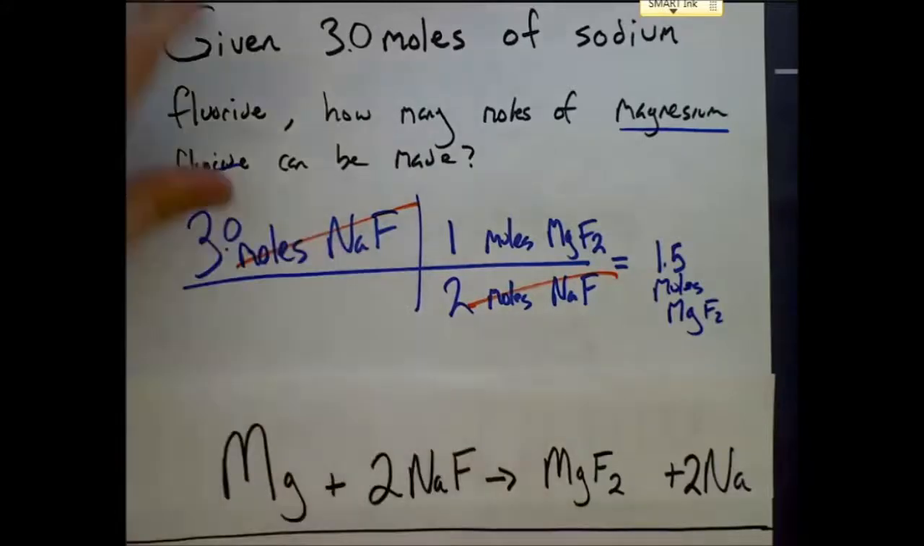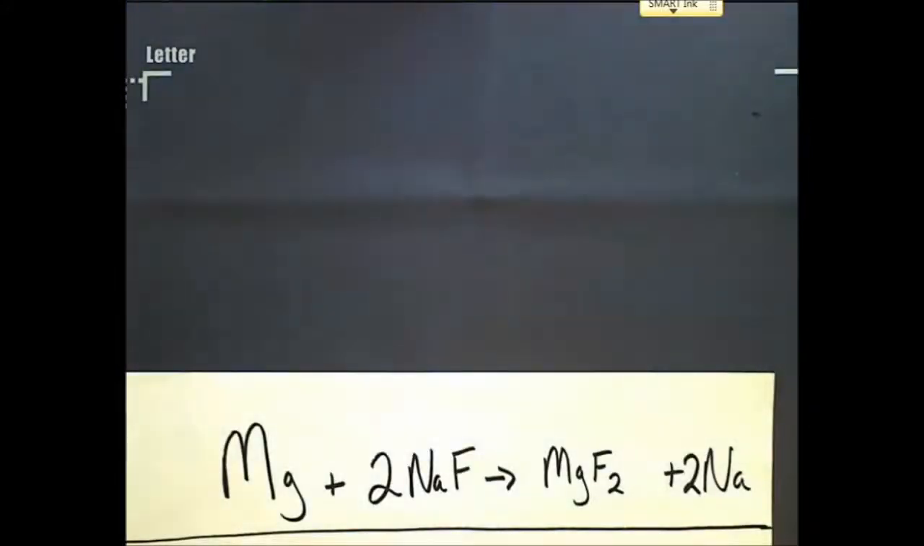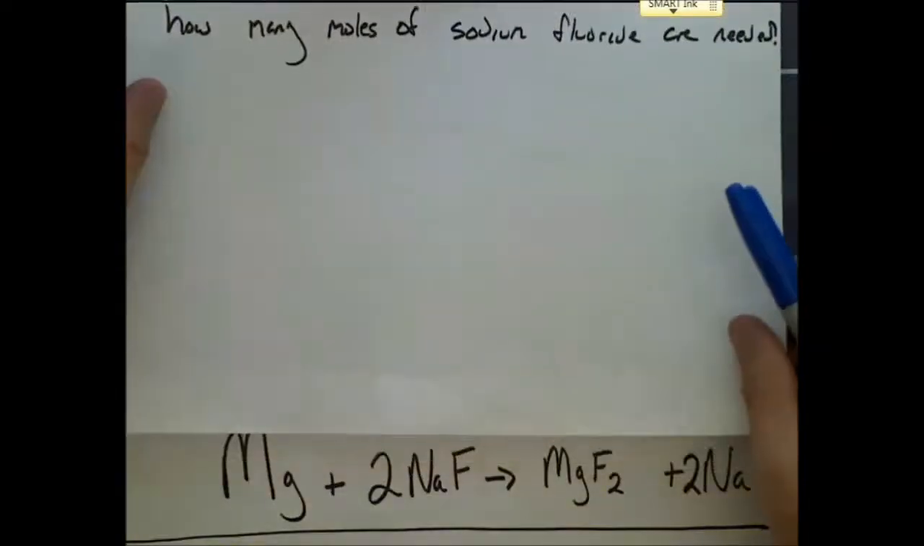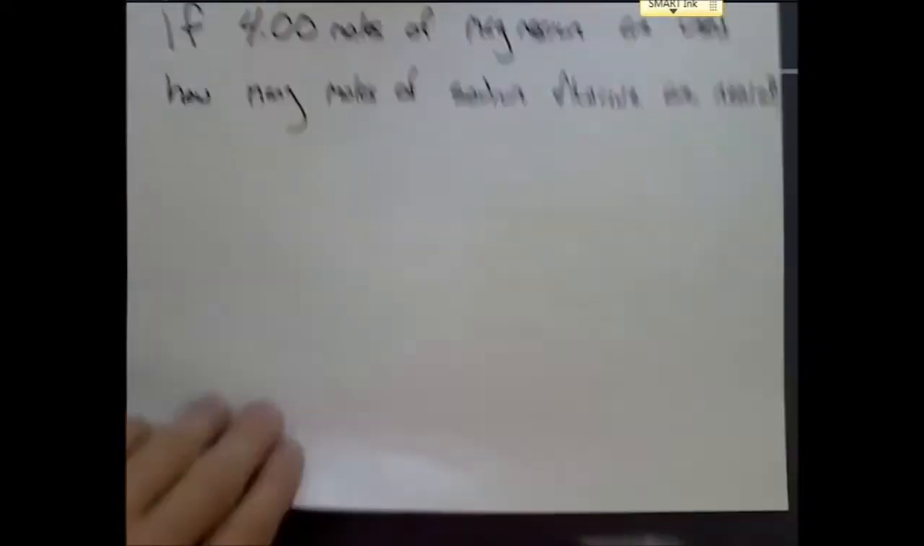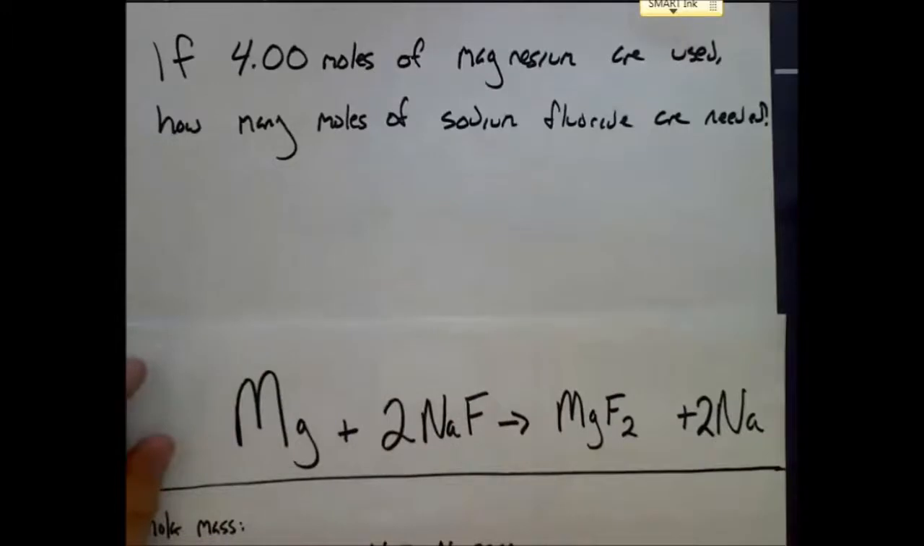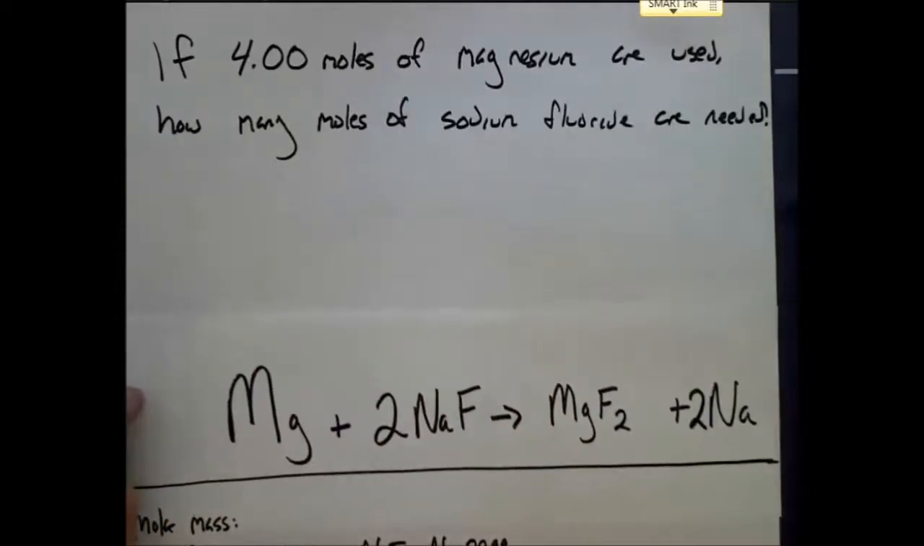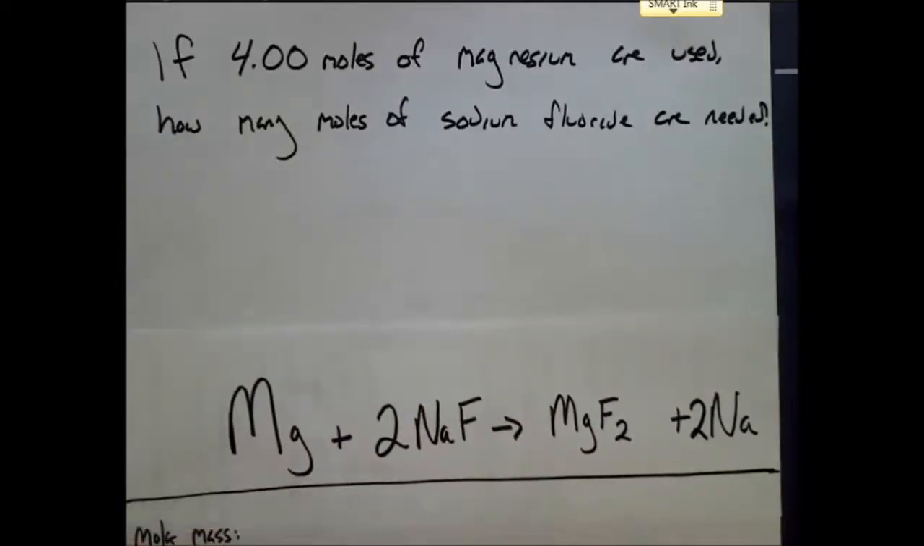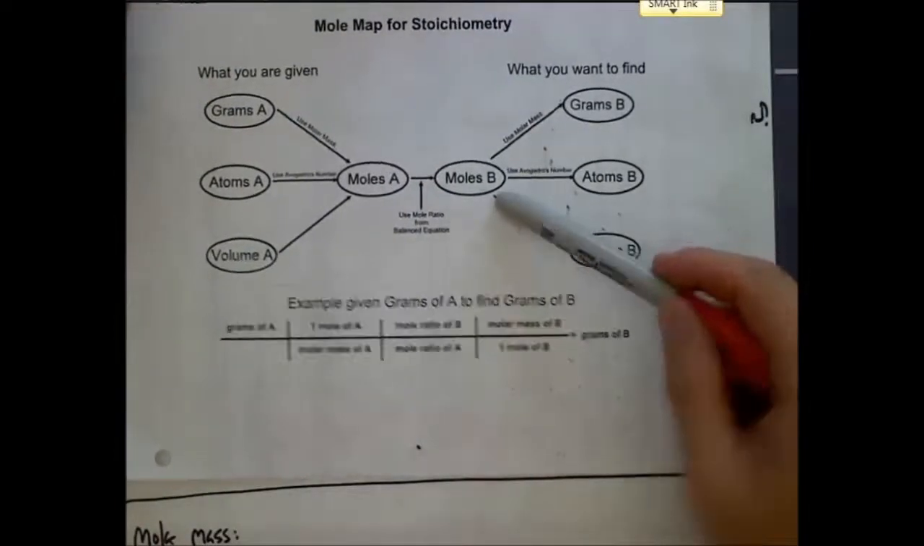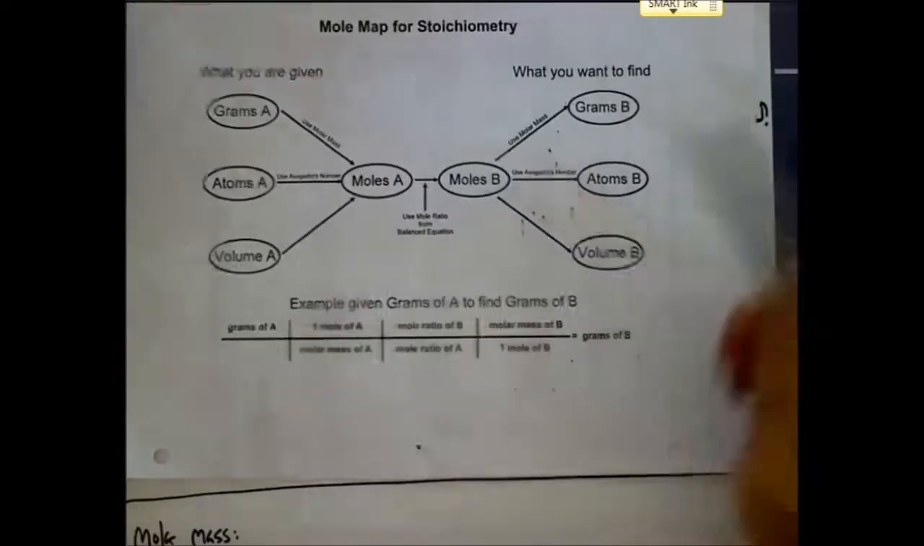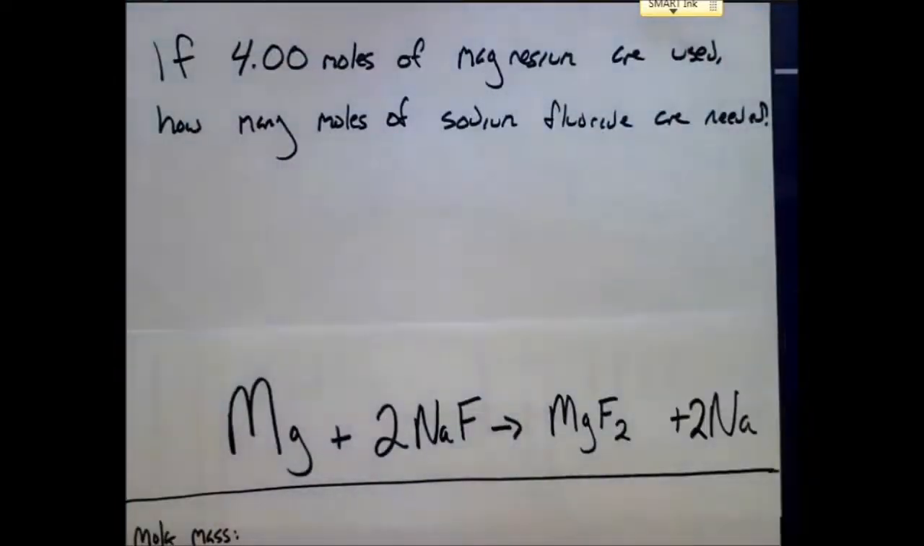Let's see a couple more. Our second question: if 4.00 moles of magnesium are used, how many moles of sodium fluoride are needed? Okay, so we're given 4.00 moles of magnesium, and we're asked for moles of something else, moles to moles. Again, a one-step conversion. So let's set up our given.